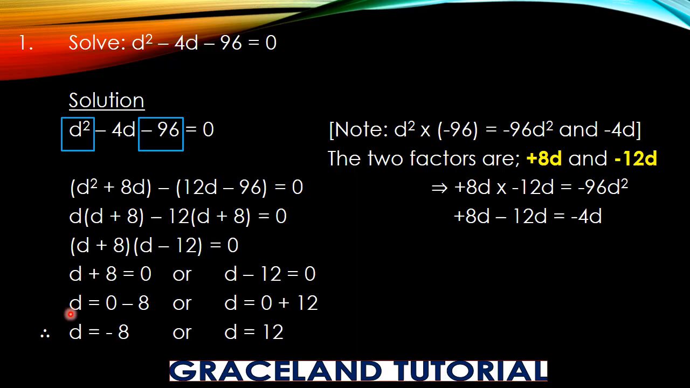Now, collect the items. D will be equal to 0, then plus 8 will move to the other side, and that turns to minus 8. Or D will be equal to 0, then minus 12 will move to the other side and turn to plus 12. Therefore, D will be equal to minus 8, or D will be equal to 12.